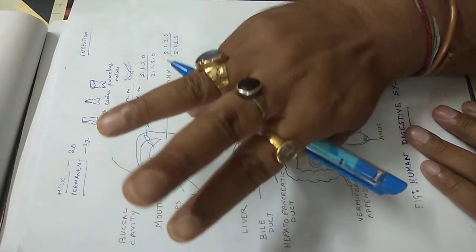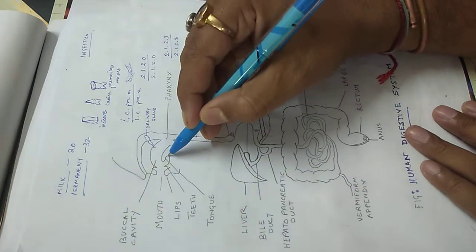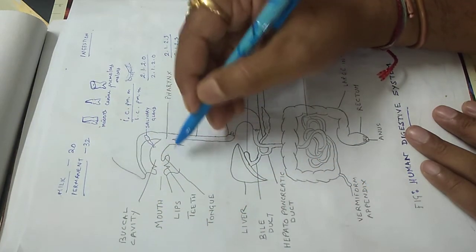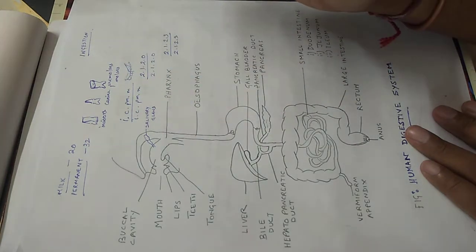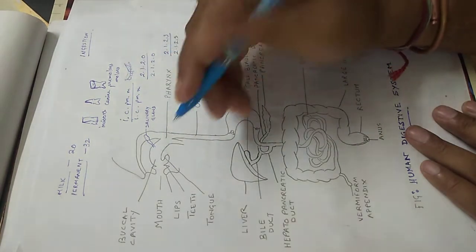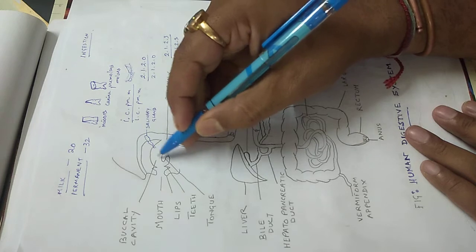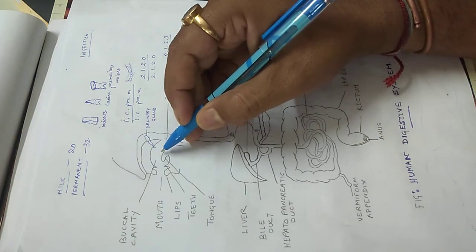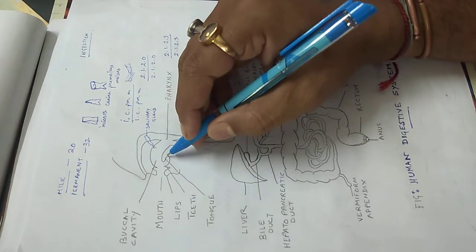We have 3 pairs of salivary glands, one below the tongue, one here, one here. So there are 3 pairs of salivary glands which will secrete the saliva, and the saliva will get mixed with the food.